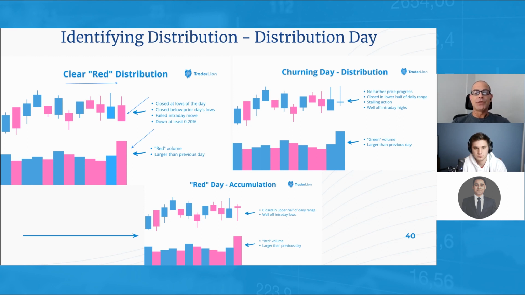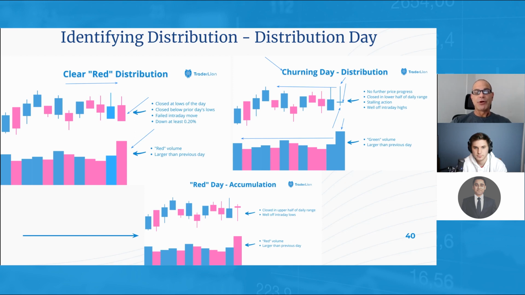Our subtle distribution or churning day, which can also be referred to as stalling. Stalling and churning are synonyms. It doesn't have to be a blue day. It can be pink, but the whole point here is that the index was trading at new highs, not only the highs of the day, but new highs even relative to many days or weeks prior, depending on what you're looking at. But by the close, it fails, reverses, closes near its lows, and volume picks up significantly from the prior day, no less, going back quite a few days.